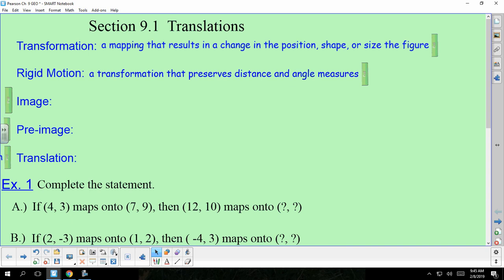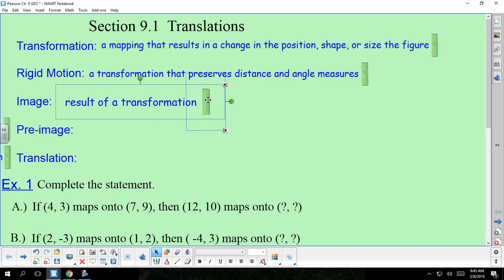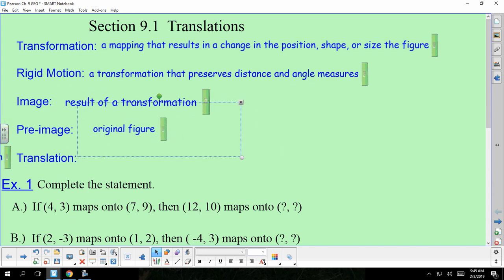The image is where we end up with a transformation, where we end up. The result of the transformation, the spot we land on. And the pre-image is just our original figure, or the starting point for our transformation.